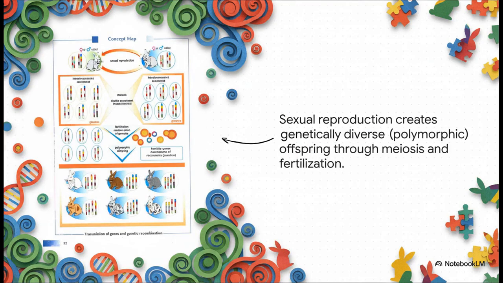And this picture? It shows you the whole process in a nutshell. Just follow along. You start with two parents, right? Each has their own unique set of genes. Meiosis creates the gametes, and then, and this is key, fertilization happens randomly. The result is a brand new generation of genetically diverse, or polymorphic, offspring.